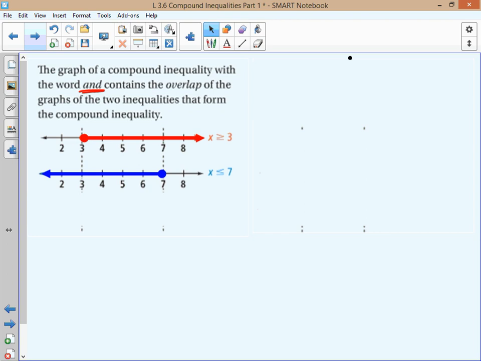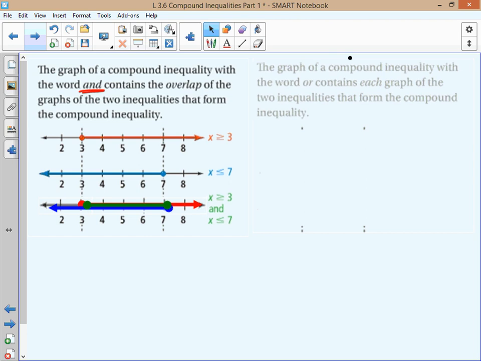I can use the word and to join these two inequalities together and say I want to know all the numbers x greater than or equal to 3 and x less than or equal to 7. Well, it would look like this. All these numbers and all these numbers combined. And the result would be an inequality that looks like this. It's in green. It would be all the numbers greater than or equal to 3 and less than or equal to 7.